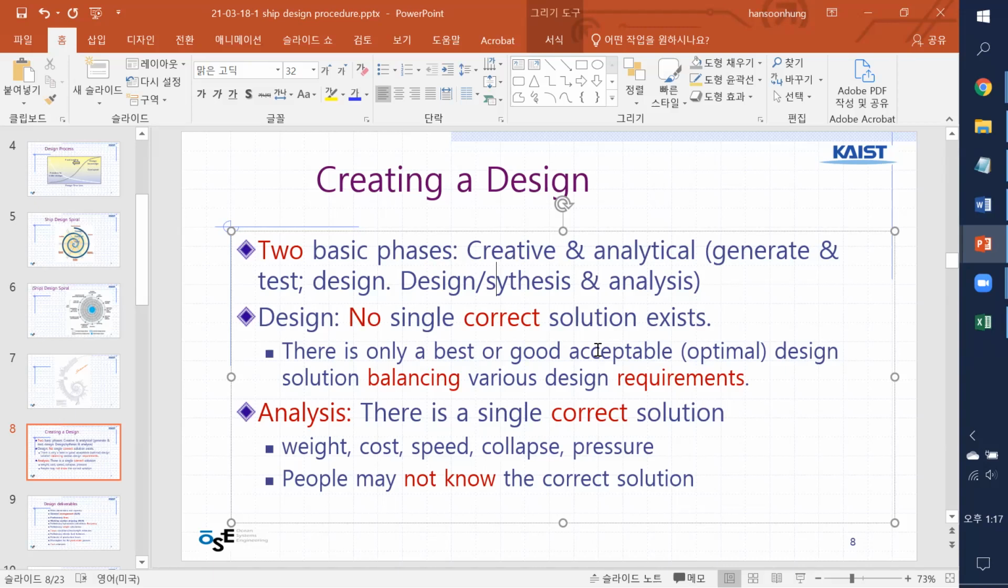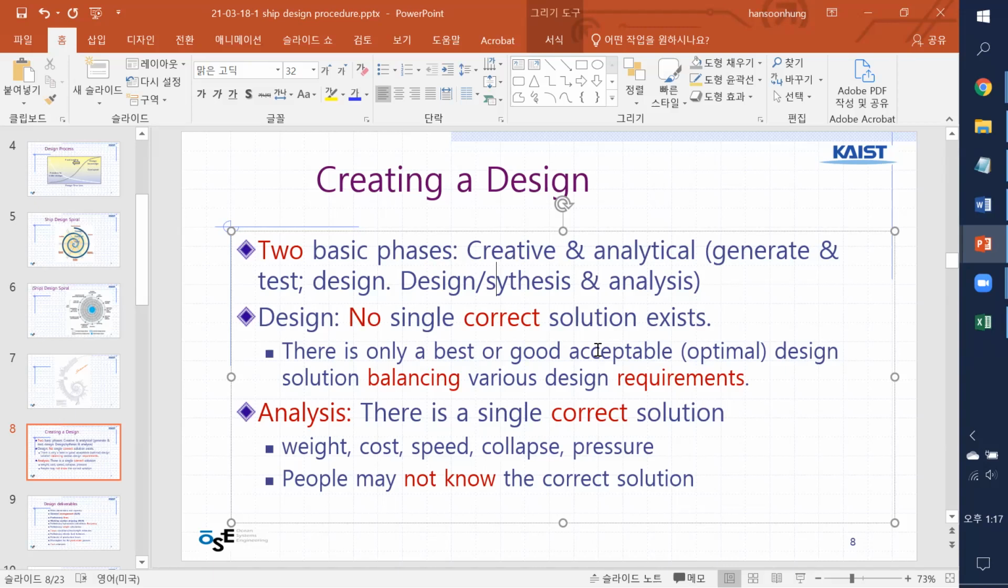The weight of the car, or weight of the house, or weight of the ship, or weight of the airplane, if there is a product there, there should be one single correct solution. But we don't know how to measure that weight. And cost too, and speed of car, speed of airplane, collapse pressure, or collapse strength, there is one single correct number there. But we may or may not know the correct solution.